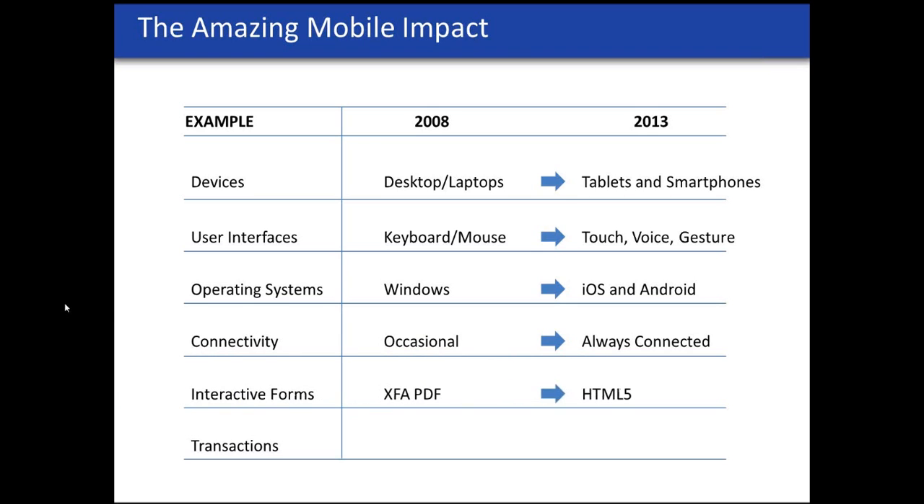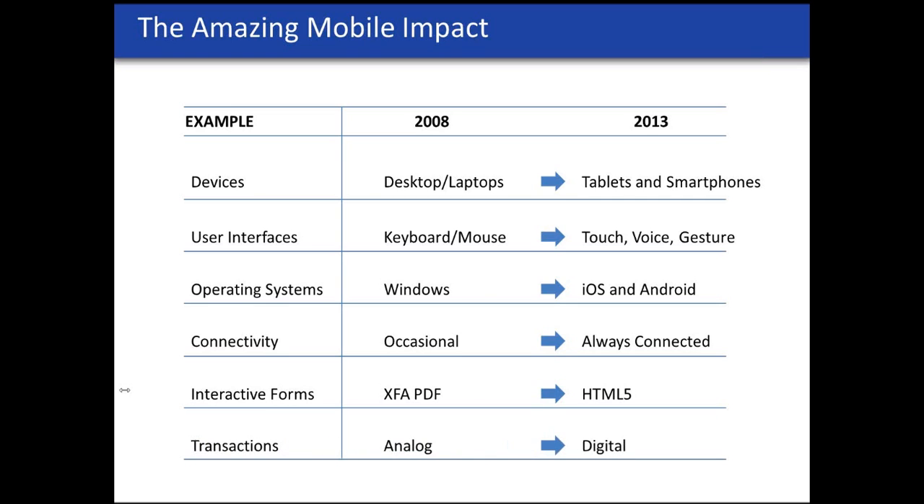And in the subject area that we're going to talk about today, in the area of interactive forms, what it means is we're transitioning from XFA PDF, Adobe's XFA PDF, to HTML5. It was just a few short years ago that XFA PDF was the gold standard for delivering interactive forms across desktop and laptop and all browsers. And today, that doesn't work because of the mobile devices. And so the entire industry is transitioning to deliver the same sort of expressive, engaging, interactive experiences using HTML5, which will run on every device.